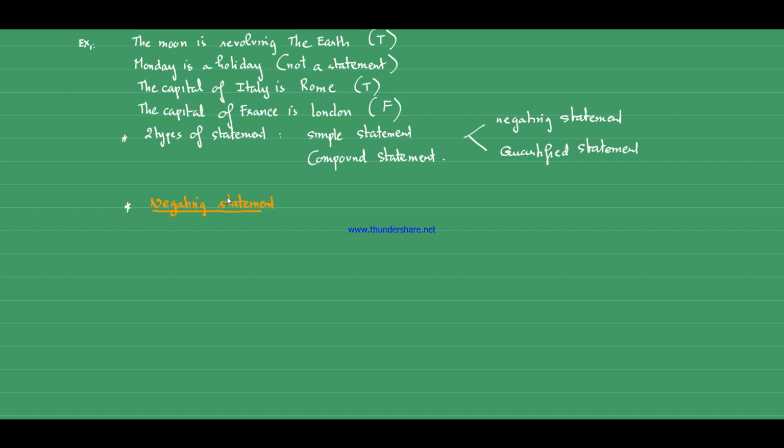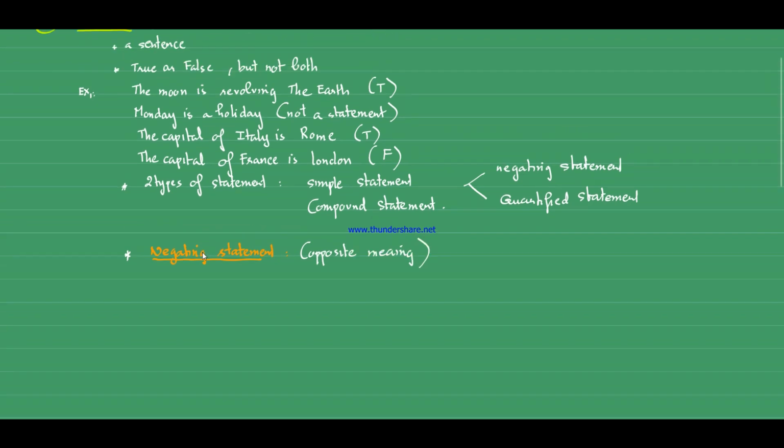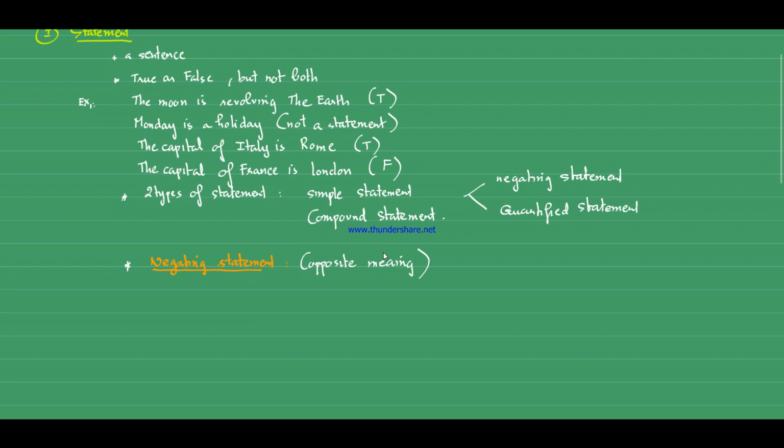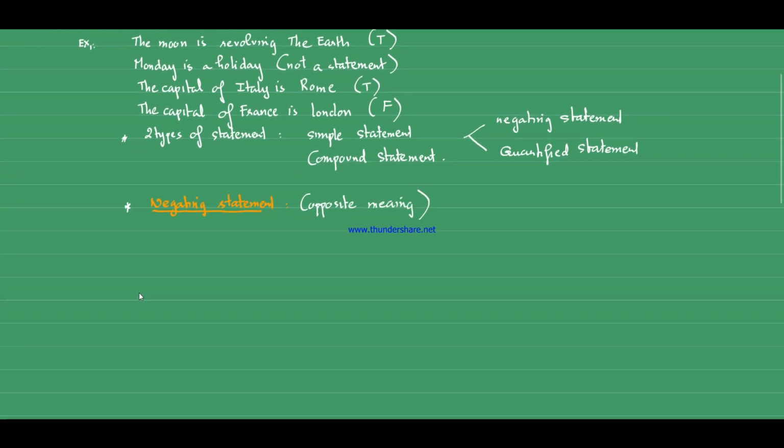Okay. So in negating a statement, we want to change the original statement to its opposite meaning. We negate it, so we change it to the opposite meaning. Okay, opposite meaning. For example, I have something like this.